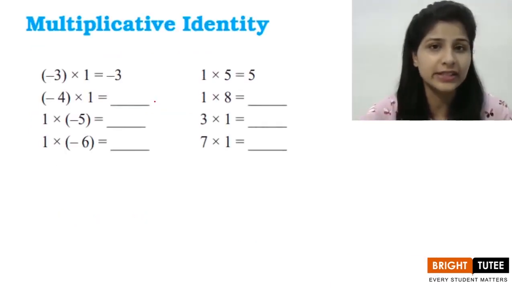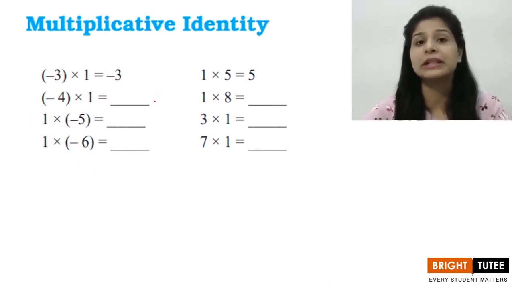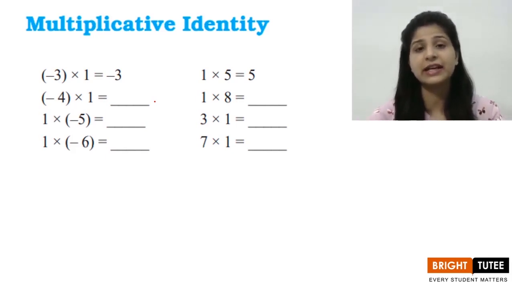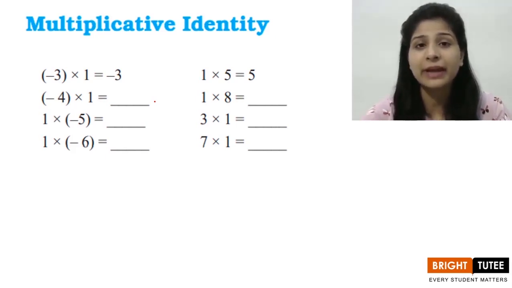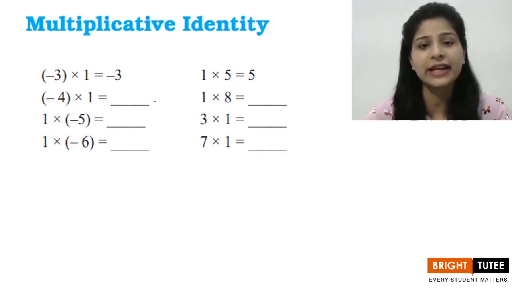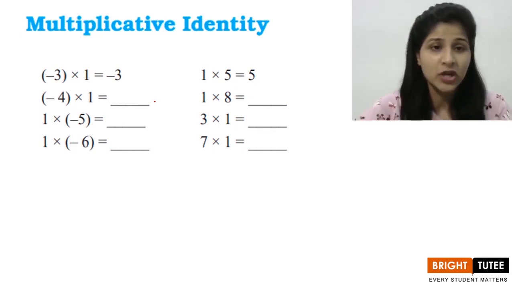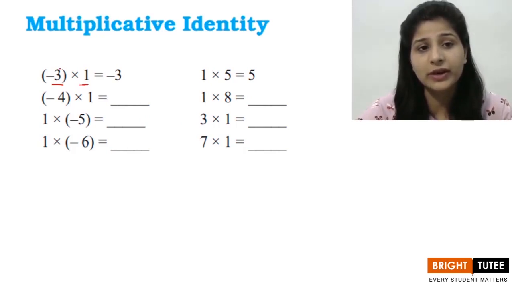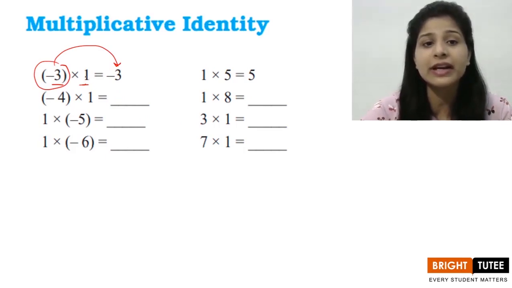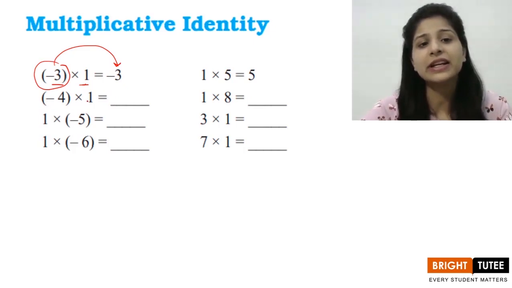Okay, which is that integer with which if we multiply any integer, the answer is going to be that particular integer? Listen to the statement again. What is that integer that we multiply with any integer? If I multiply with any other integer, I am going to get that other integer as the answer. So see here, minus 3 into 1. What is the answer? Minus 3. I multiply it with 1, and I am going to get the same integer as the answer, minus 3. Now, minus 1 into 4.